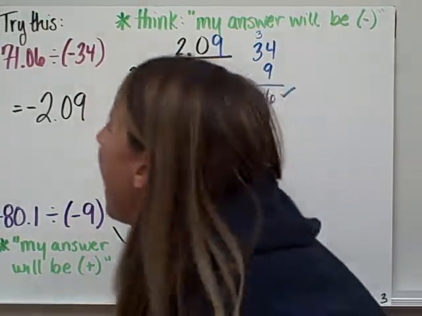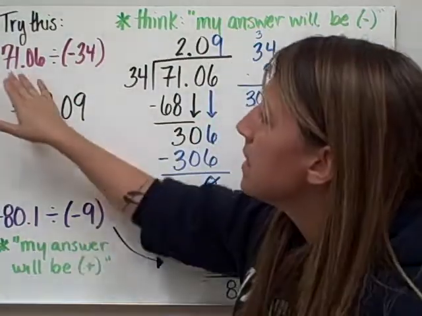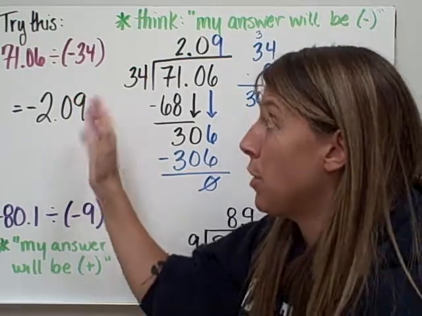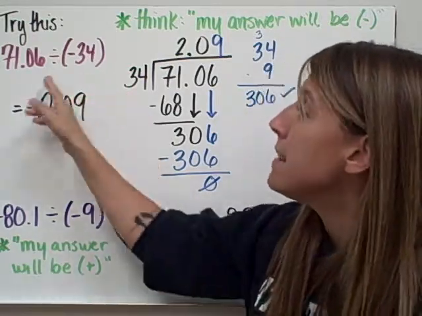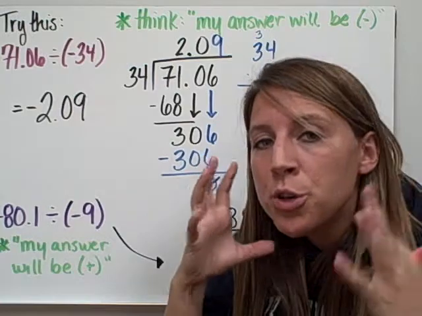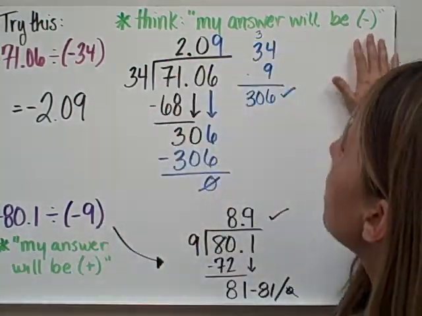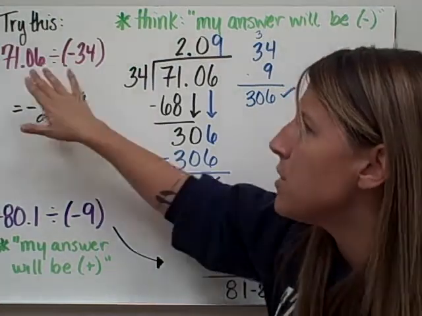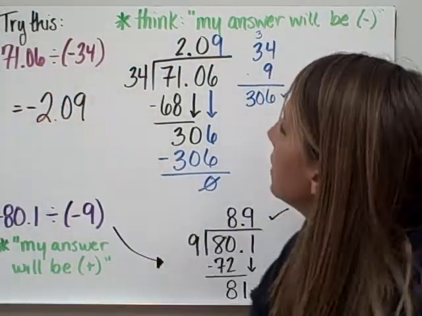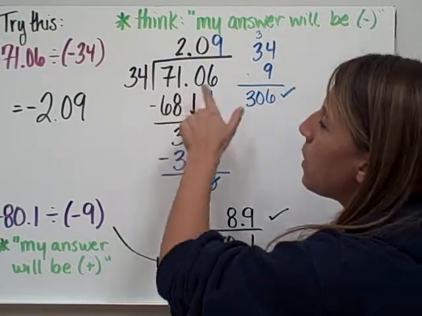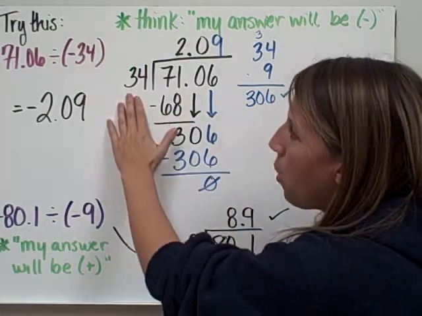So if we had an example like this, 71 and 6/100ths divided by negative 34, this is a problem where you would have to use your integer rules, even though we're not working with integers. Think that your answer will be negative. Why? Because the signs are different. So you would go about dividing it just the same. You would say 71 and 6/100ths divided by 34.